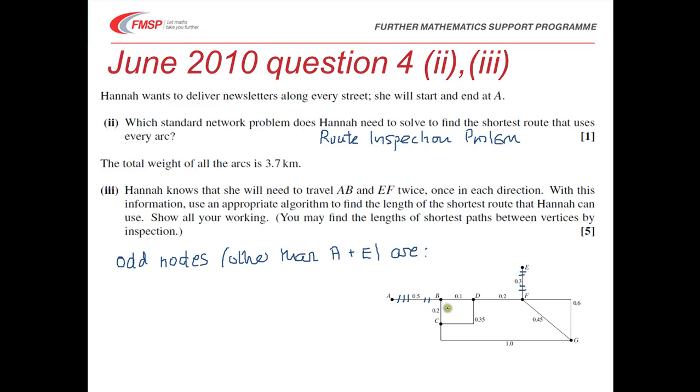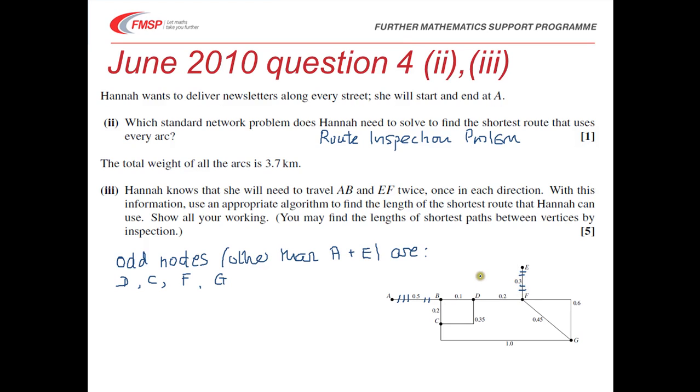so let's just check what they are. Well, B is not odd. Now that is even. D is definitely odd. C is odd. F is odd. And G is odd. So all the other nodes are odd. So just make sure you understand that we have left out this arc AB and the arc EF at the moment.